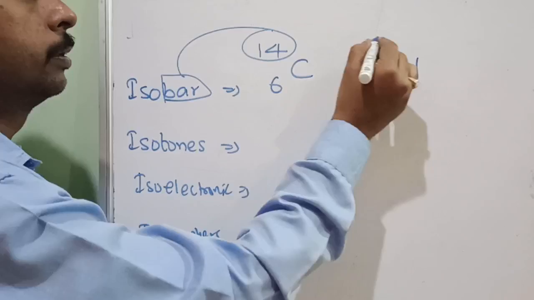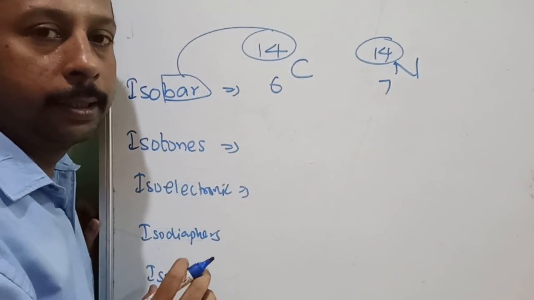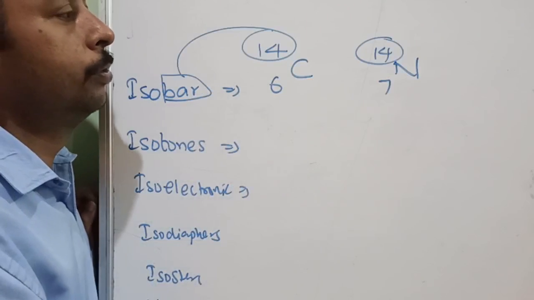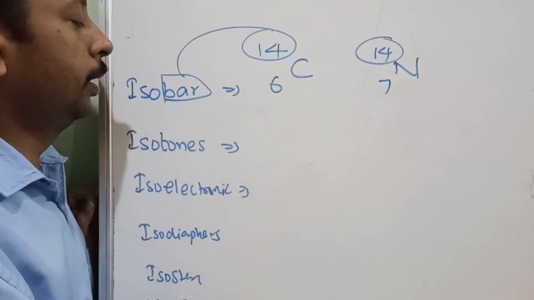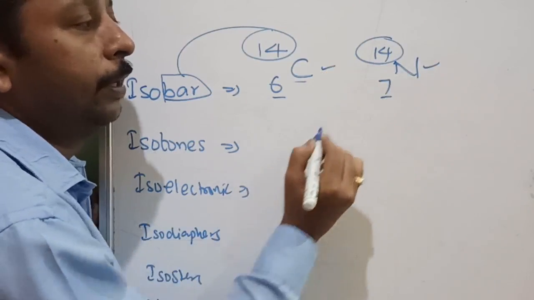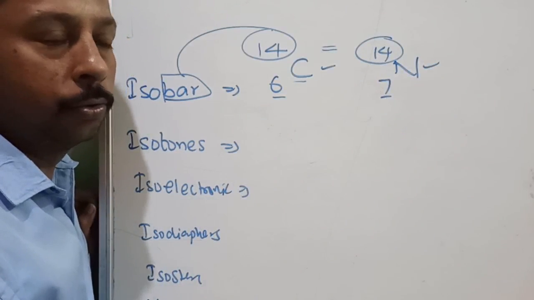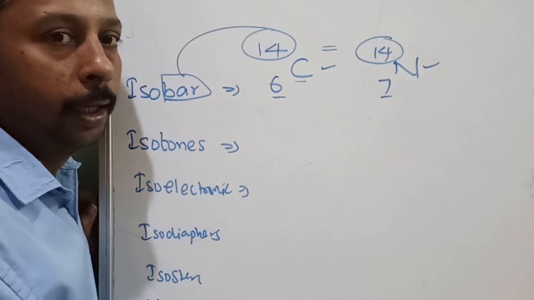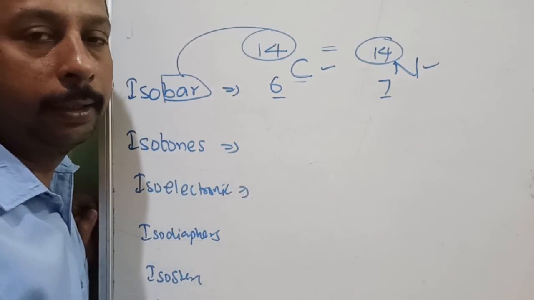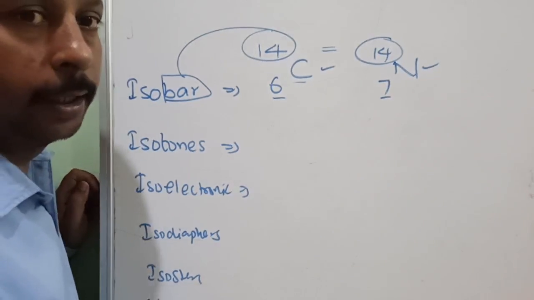Bar means mass, and iso means same, so same mass. Bar in Sanskrit is bharam, which means mass. So for isobar the mass should be the same. Isobar example: atoms of different elements having different atomic number but the same mass number are called isobars. What are they called? Isobars. They have different atomic numbers, therefore they differ in something else, the mass number? Okay, is the definition part clear?